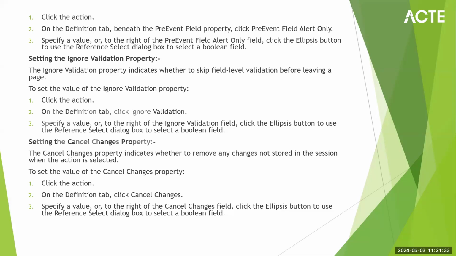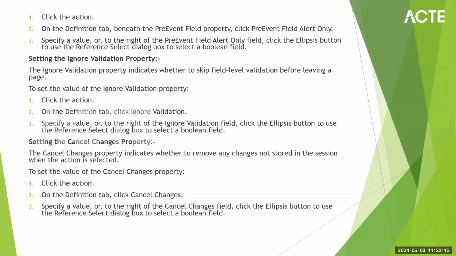Next, select the ignore validation property. The ignore validation property indicates whether to skip the field level validation before leaving a page. For example, one UI screen is there and you're testing it, and you want any particular field to be skipped or ignored while testing the whole page. When you try to navigate, it should not give any warning that the particular field is not executed or not considered. That kind of thing we do in the ignore validation property.